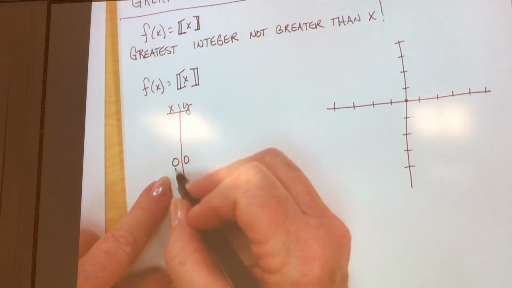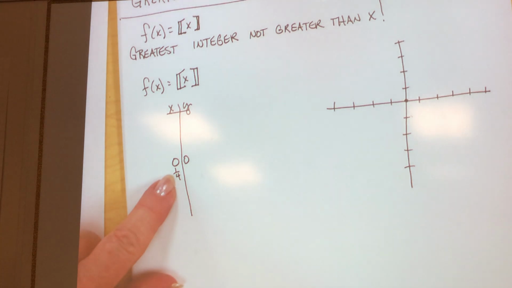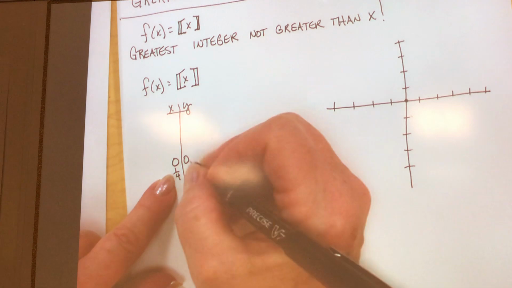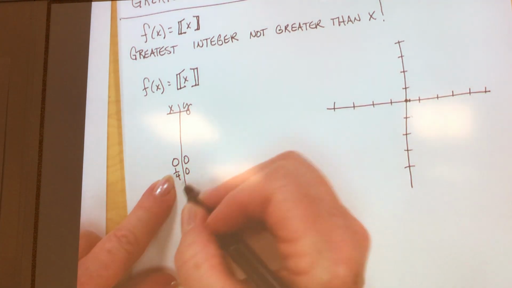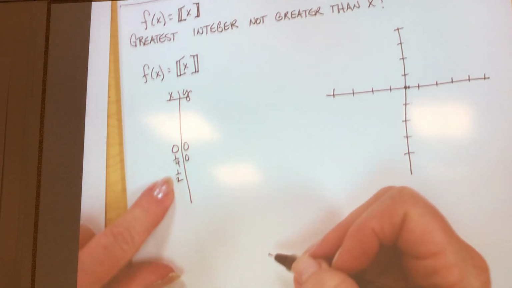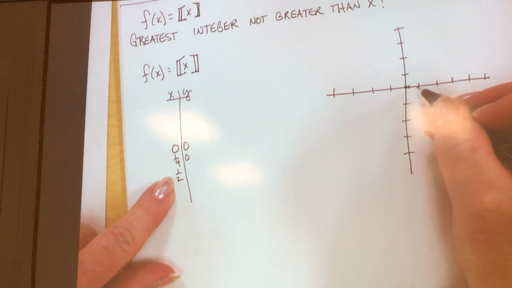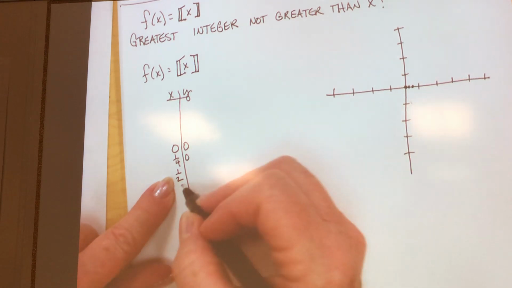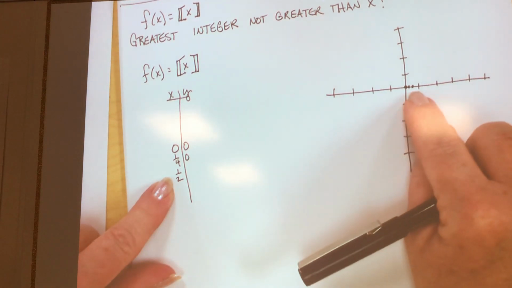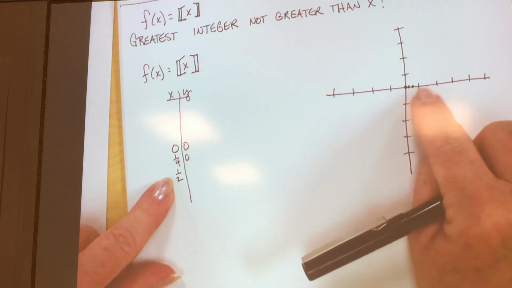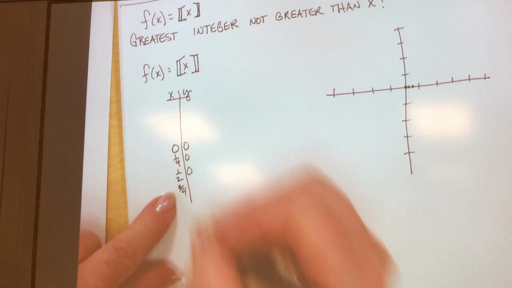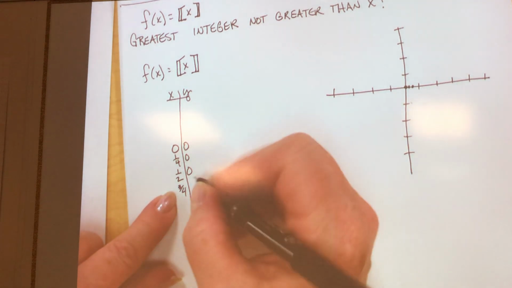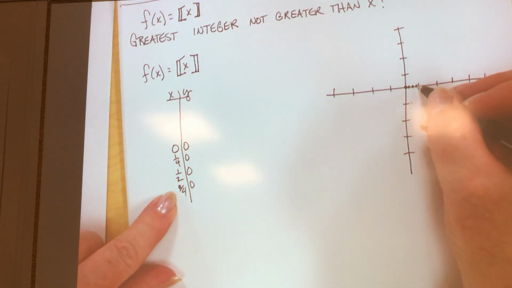Okay, what about 1/4? What is the greatest integer not greater than 1/4? Zero again. What about 1/2? Still 0. What about 3/4? Now y'all understand that it's all those values in between, right? I'm just kind of skipping along. Zero. What's the greatest whole number not greater than it?